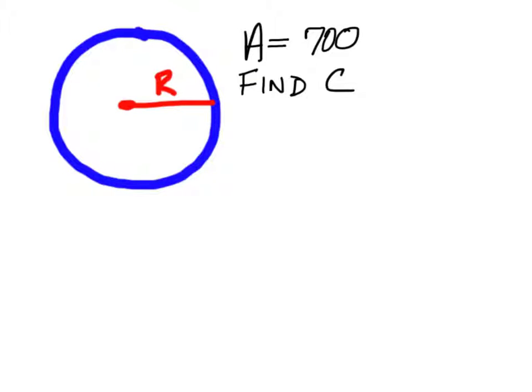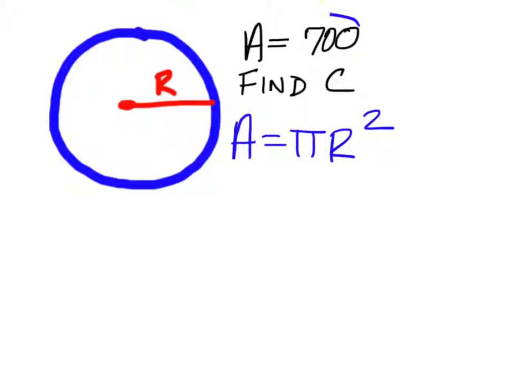There's a circle, and you're given the area. So whatever you're given, write the formula for it. A equals pi r squared. Write it down, know it, memorize it. You'll need it for your test. You can't do these problems without it.